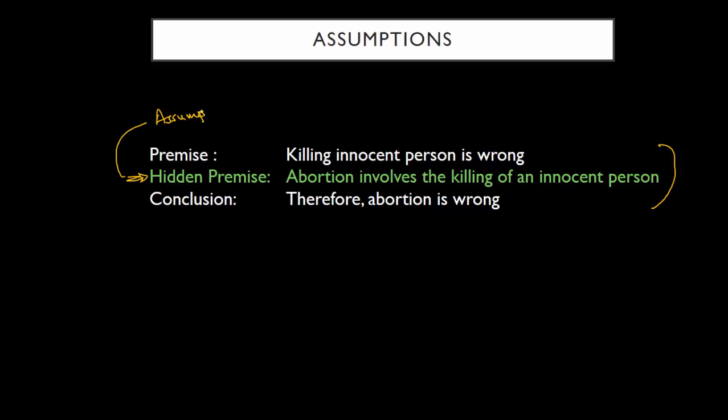When people make an argument in normal day-to-day life, we see that we assume a lot of things. We take a lot of things for granted, right? Like in this particular case, all that is mentioned was that killing an innocent person is wrong, therefore abortion is wrong. In his mind, he would have thought that abortion involves the killing of an innocent person. He would have taken that to be true. Otherwise, this argument will not make any sense.